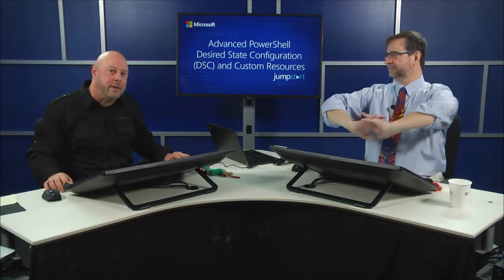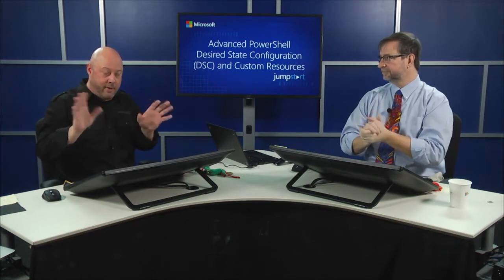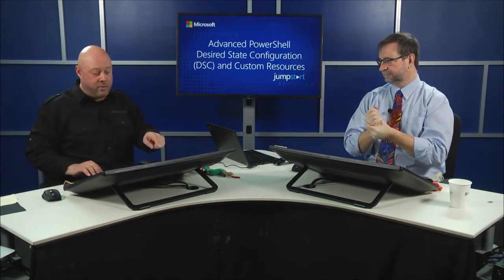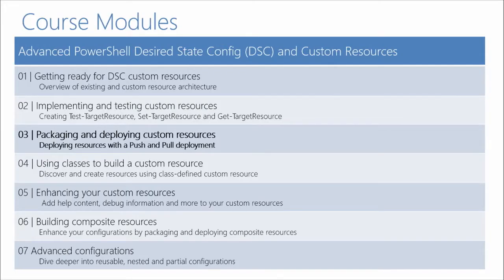Welcome back to the Advanced PowerShell Desired State Configuration course, and we've just finished making our own custom resource in those three functions: test, set, and get target resource. Now we're going to start to package things together. Take a look at the slide real quick to show you where we're at. We are now going into Module 3, packaging and deploying the custom resources. We're going to do a push and a pull deployment. We're going to do it all, and this builds upon the pull deployments we talked about yesterday.